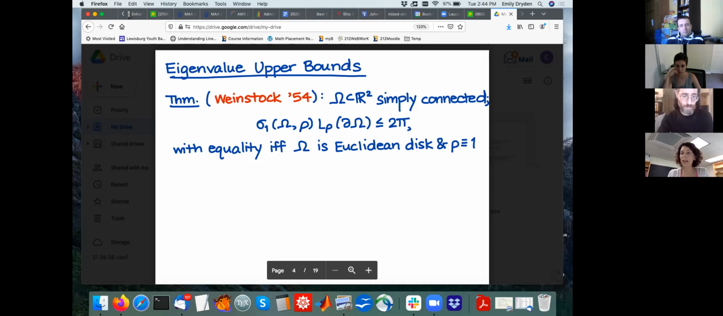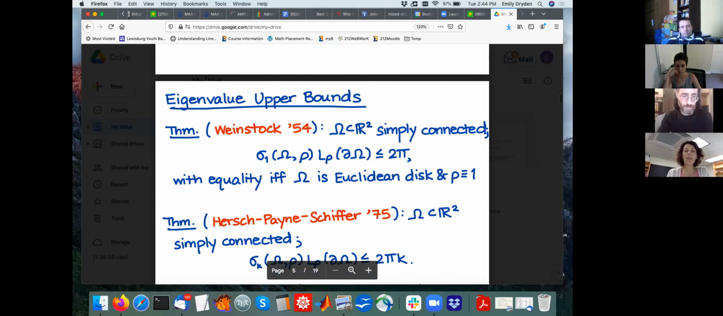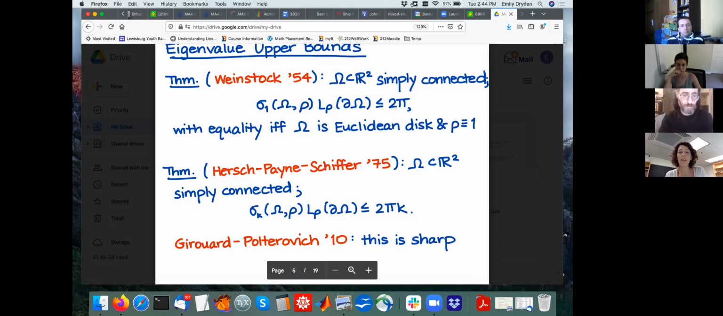Okay, so here's a nice upper bound. It was later generalized by Hersch, Payne, and Schiffer in 1975. We have the same hypotheses on omega, simply connected domain in R2. And now we get a bound on the kth normalized Steklov eigenvalue. Okay, so we have this sigma k on our domain omega with some weight rho, normalized by the length of the boundary, less than or equal to 2 pi k. So again, very clean upper bounds. They're just depending on where you are in your spectrum, right? Girouard and Polterovich in 2010 showed that this is sharp.